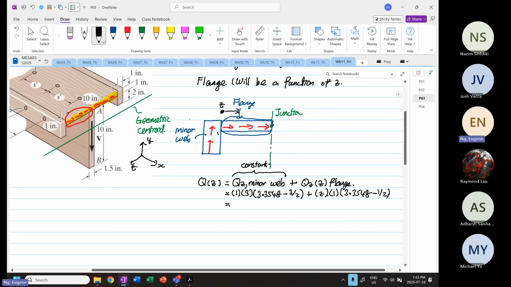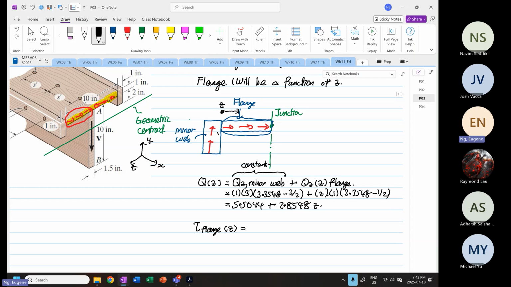So this will be equal to 3.3548 minus 3/2 times 3 times 1, so it's equal to 5.5644, plus 3.3548 minus 0.5 times 1, which is equal to 2.8548 Z. And then the shear flow of the flange as a function of Z will be equal to V, we know V is equal to 700, divided by I, which is equal to 337.43.